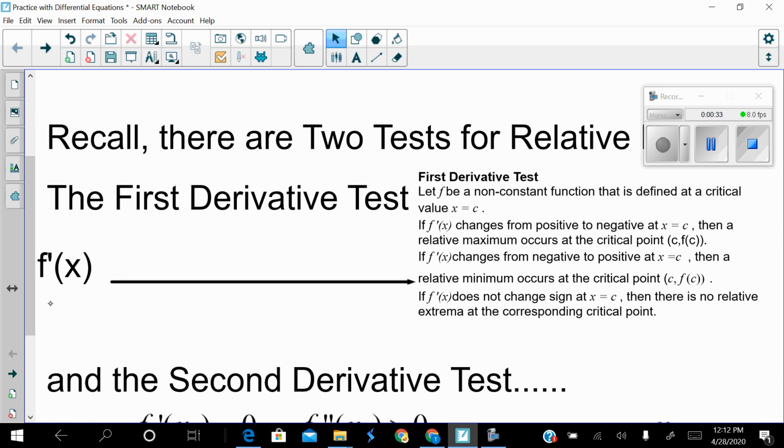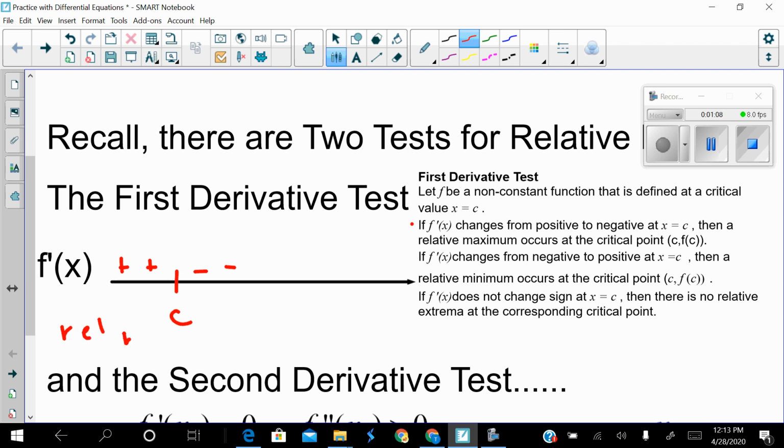So this one says, suppose you have a function that's defined at some critical value c. Remember, a critical value is where the derivative is 0 or doesn't exist. If the first derivative changes from positive to negative at c, then there's a relative max there. So let's say, I'm going to call this c. So if the derivative changes from positive to negative, then we know we have a relative max. F has a relative max, not the derivative. The function has a relative max at x equals c.